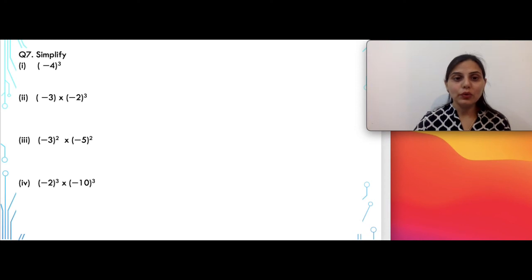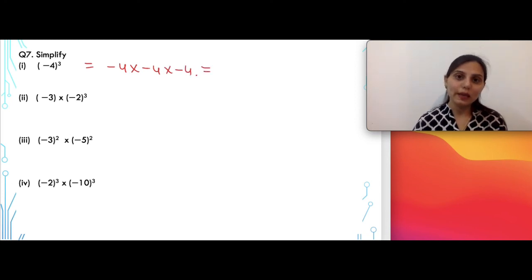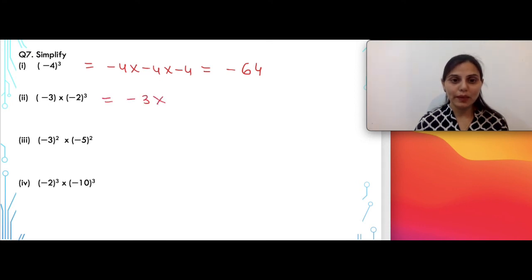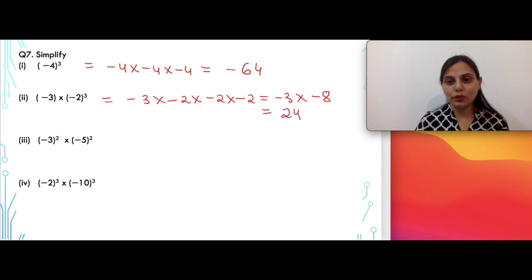Simplify minus 4 whole cube. Minus 4 whole cube means minus 4 multiplied by minus 4 multiplied by minus 4. Now if you remember, for any negative term, if there is an odd power, the answer also comes in negative. So the answer for this will be minus 64. Moving on to the next one, minus 3 multiplied by, let's open the bracket, minus 2 cube means minus 2 multiplied by minus 2 multiplied by minus 2. Or this can be written as minus 3 multiplied by minus 8. Now if you remember the laws of integers, minus into minus will change to plus. 3 8s are 24. So the answer for this will be plus 24.